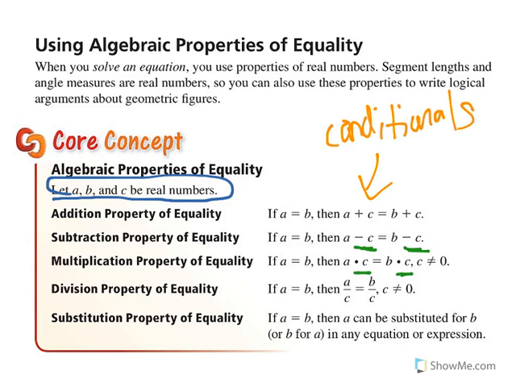Division property of equality, if A is equal to B, then if I divide A and B by the same amount, again of C, then I still would have an equal equation. So C still cannot equal 0 though. I cannot have 0 in the denominator. And then I can have substitution. So substitution, if A is equal to B, then A can be substituted for B in any equation or expression. We do this a lot of times in algebra. You know, if X is equal to 2, well then I need to plug it back in to find whatever my value was, whatever I'm looking for in the problem.